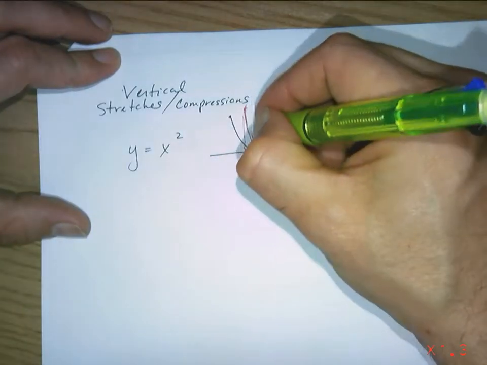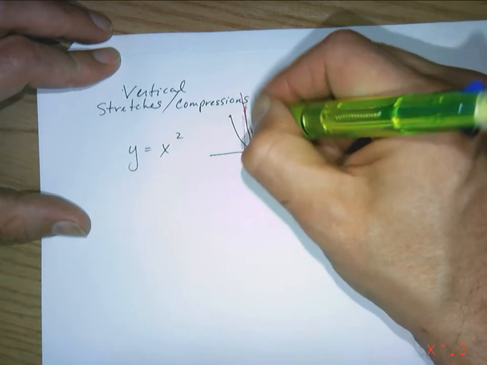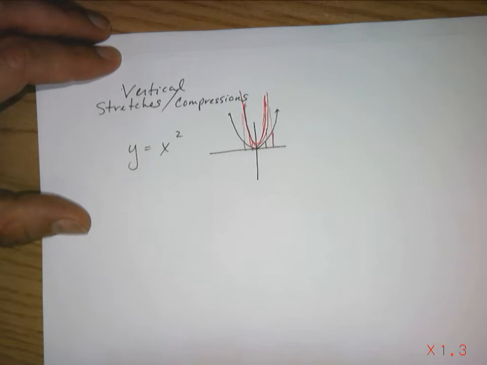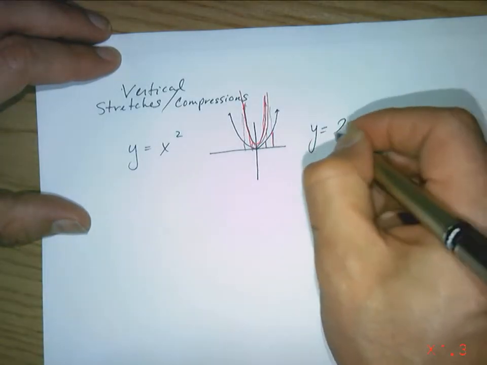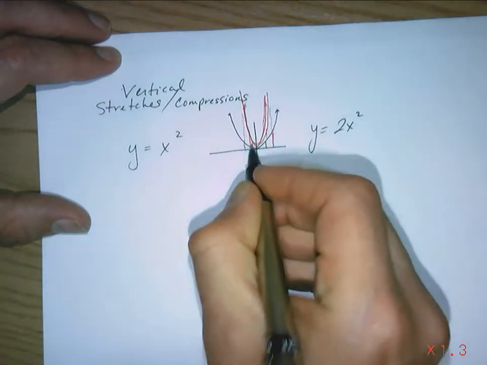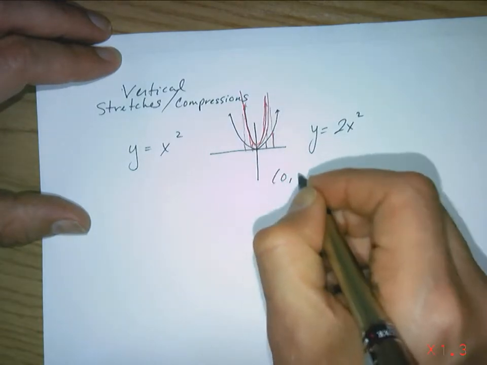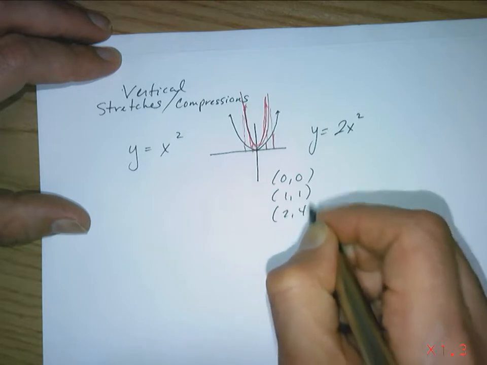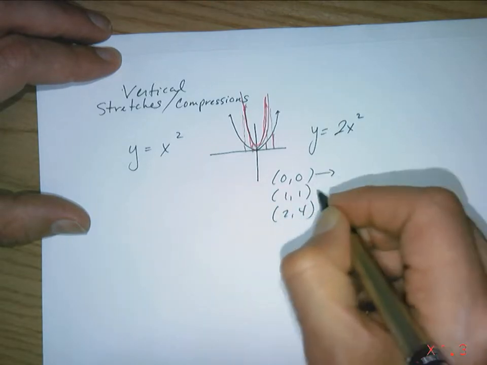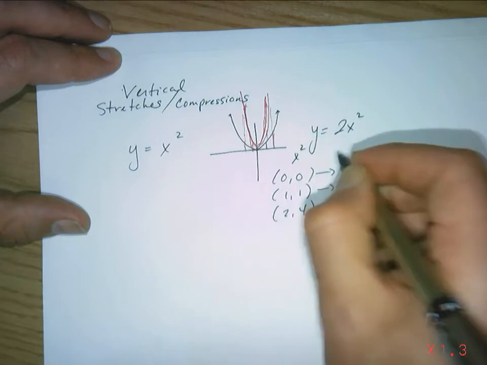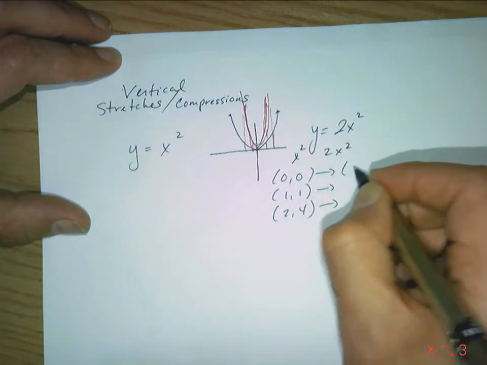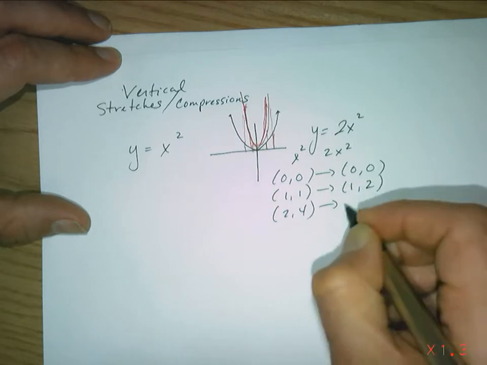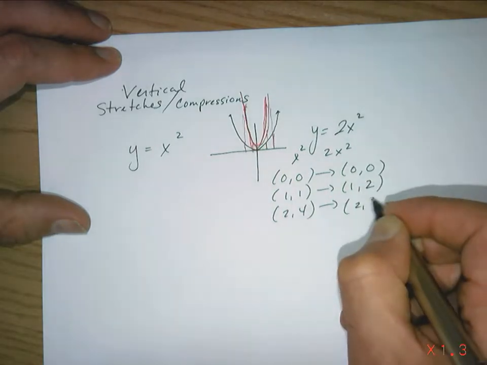So this curve is going to be this one stretched up. And maybe an example of that would be y equals 2x squared. So for the original, I would have 0, 0. I would have 1, 1. I would have 2, 4. These would all be points. But for my new function, 2x squared, it would be 0, 2 times 0. Then it would be 1, 2 times 1. And then it would be 2, 2 times 4.